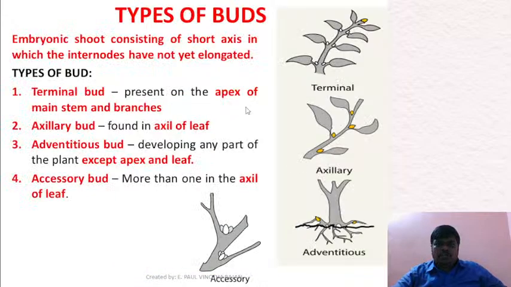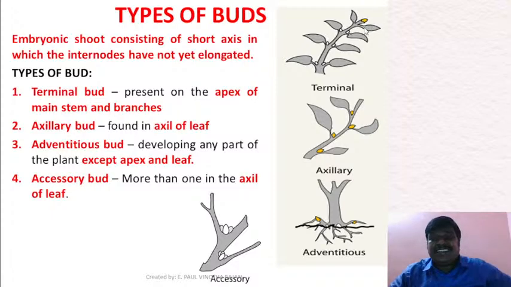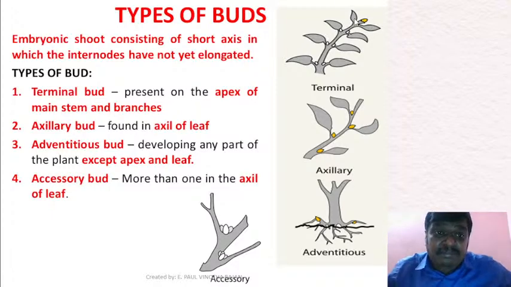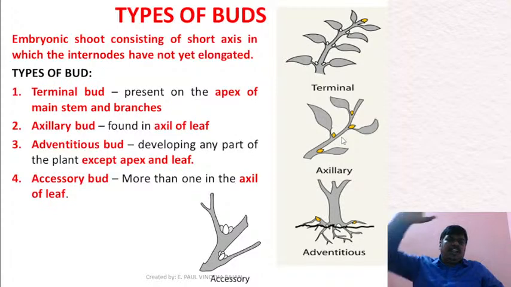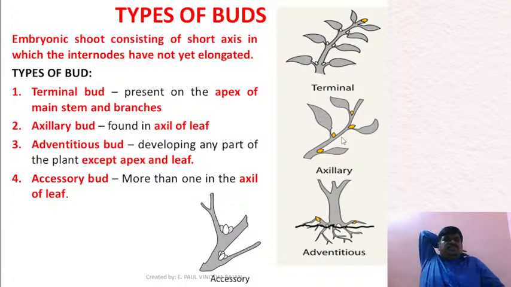Next we are going to talk about the types of buds. I have told you about the terminal bud, which will be at the end. They are present at the end of the stem and branches. That's called terminal bud. Axillary bud will be on the nodal region, on the sides.